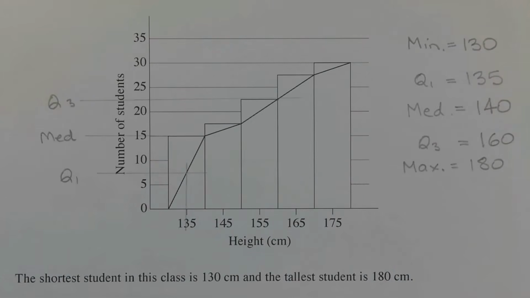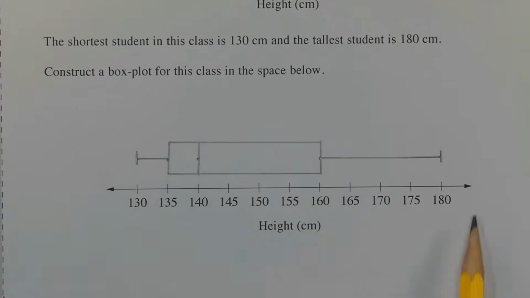Now we can proceed to draw the box plot. Using the number line provided, we can draw the box plot to scale. So the first point is the minimum score, which is at 130. The second point, that's the start of the box part of the box plot, is Q1, the first quartile.